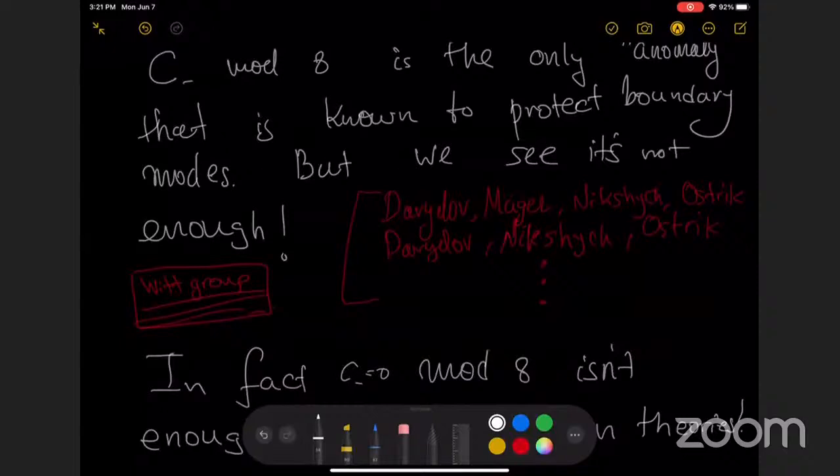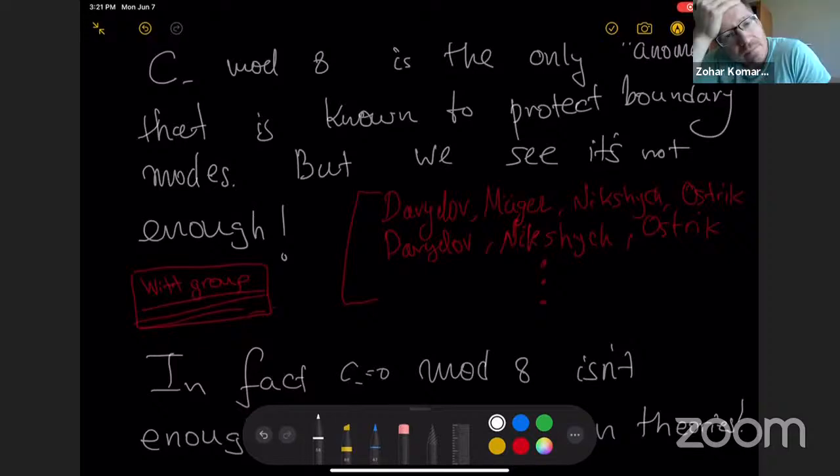Question. Yes. Assuming you take in the bulk two decoupled theories, which happen to have the same central charge, and just flip the sign of one of them. Yes. Then would that be an example?